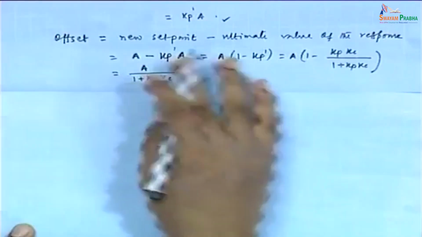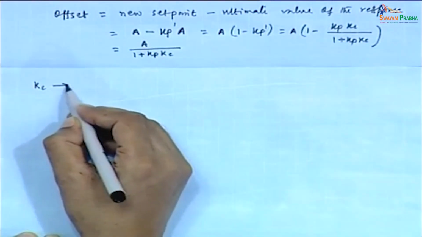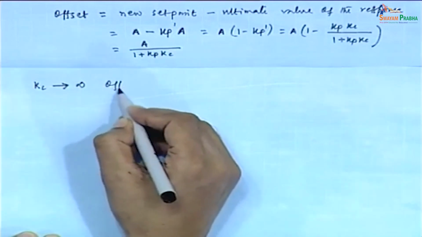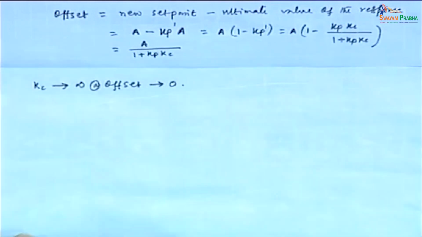Now when does the offset approach 0? When Kc tends to infinity, the offset approaches 0, but this is not true in practice due to some limitation of Kc value. Fine.